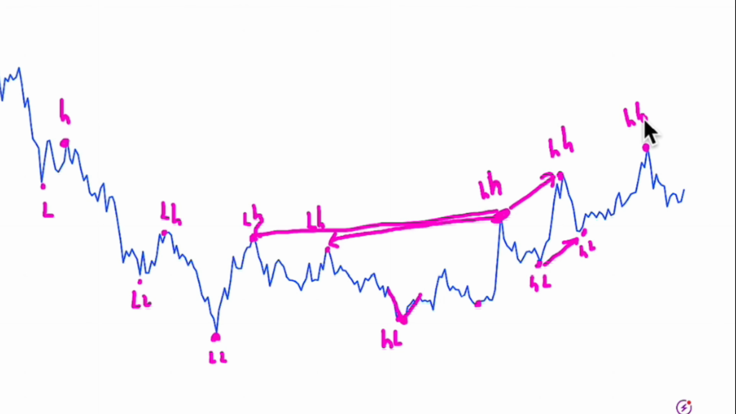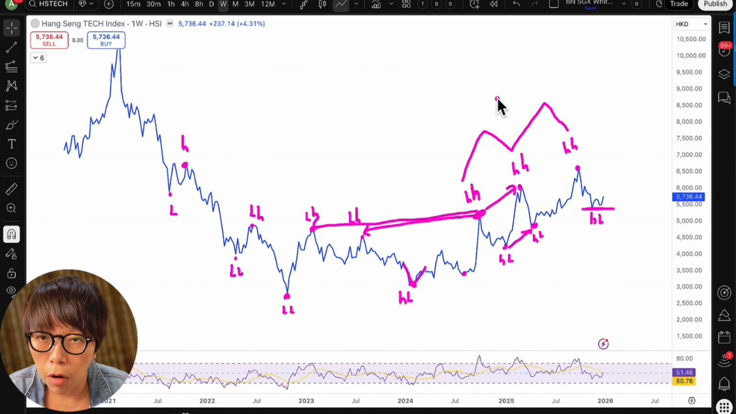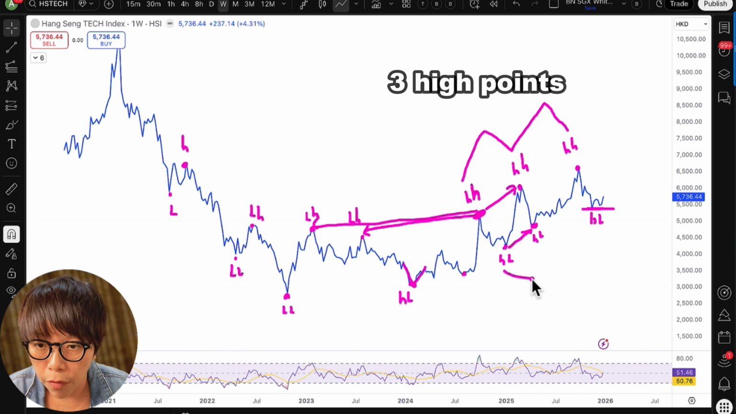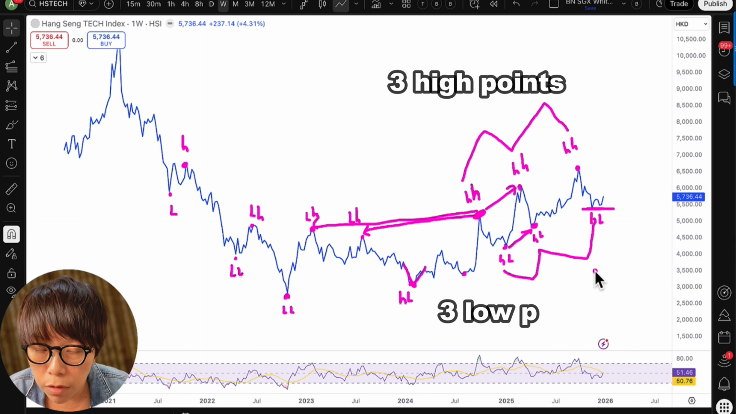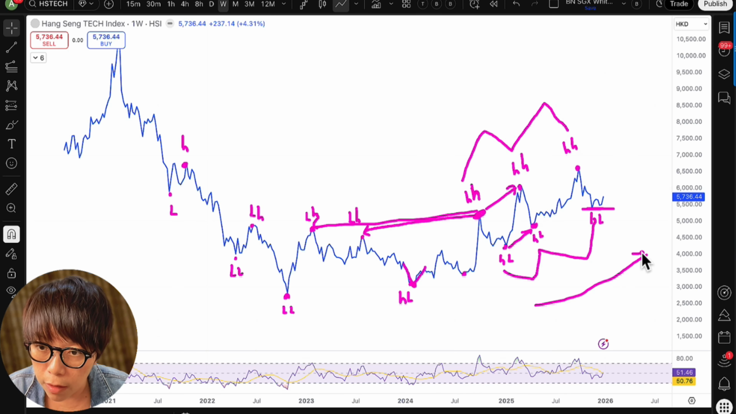And how about this point here? Yes, it is making a higher high. And how about the recent low here? Yes, it is making a low point here, which is like a U-shaped pattern, but it's higher than the previous low point. So in this case, because we have this and this, a total of 3 highs, and this, a total of 3 lows, that makes up 6 points in total, highs and lows. In any case, this would constitute an uptrend already.